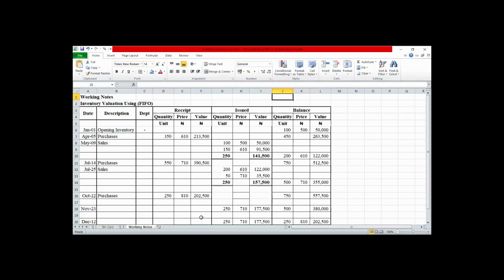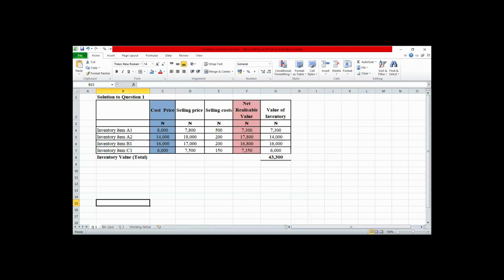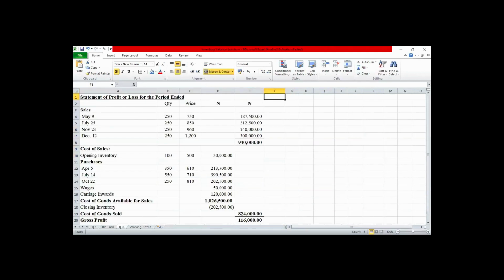Now, we are on the Excel page. We are still on question number 3. The first one we did was question 1, where we used the bin card. Question 3 is where we used the people method. Now, the one we are looking at is the simple average. Is that clear?